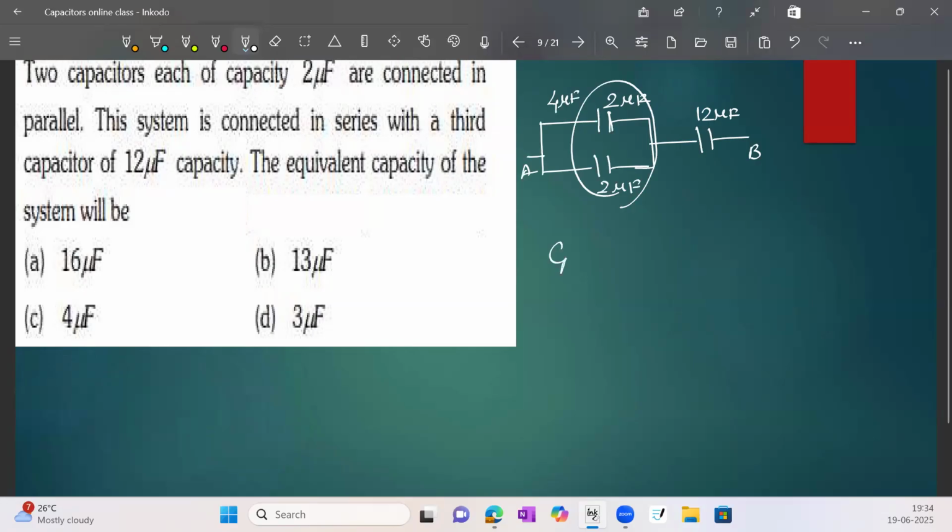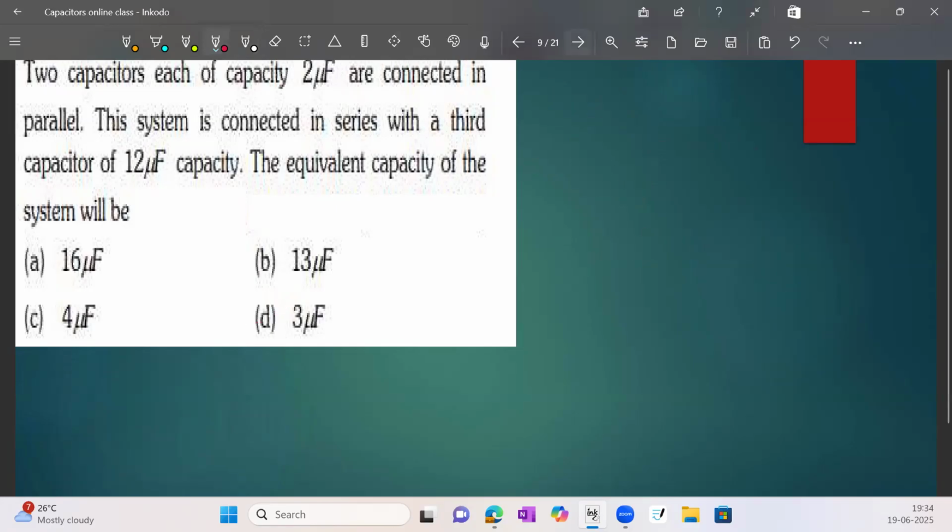Now if they are connected in series, the formula is C1 C2 by C1 plus C2. This system is connected in series with the third capacitor, 12 microfarad. So it becomes 4 into 12 by 4 plus 12, which is 16. So 4 ones are 4, 4 fours are 16, 4 threes are 12. This is 3 microfarad. Okay, this is the correct answer. Next, see the next problem.